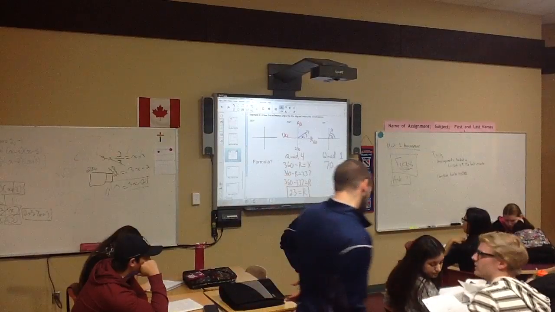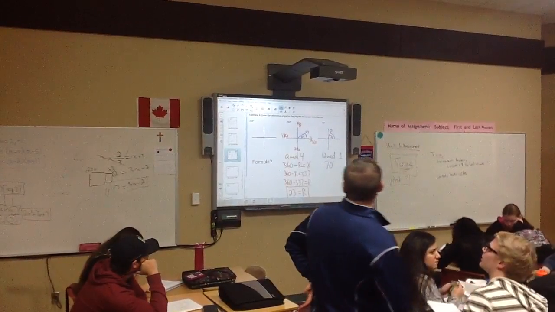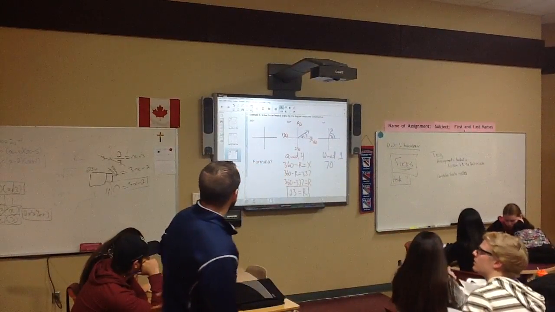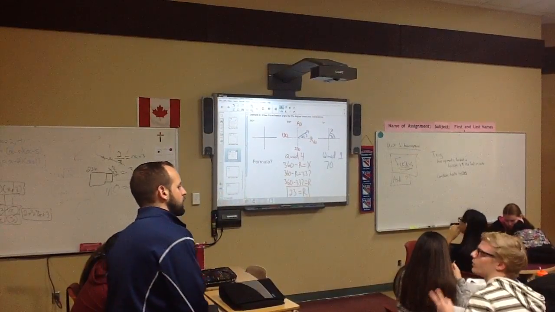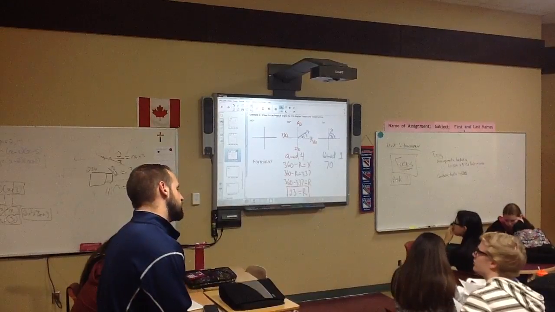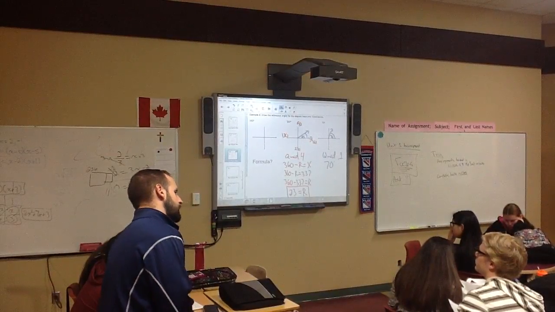Nope, think about it from quad. So what quad is 243 going to be? 1, 2, 3, or 4? 3. What's the formula to find the reference angle for quad 3?